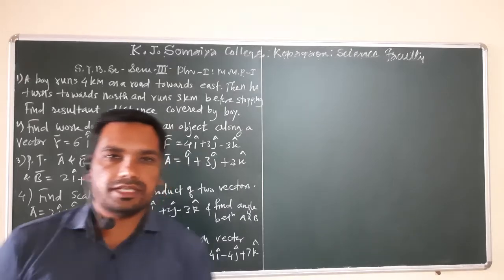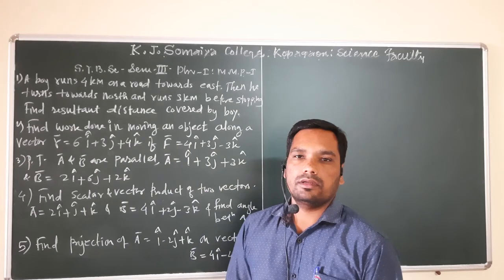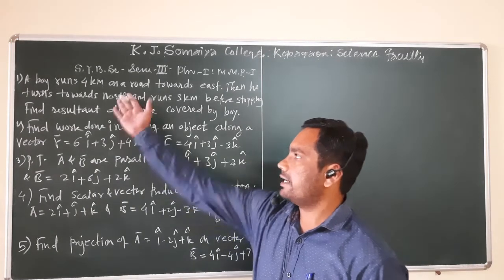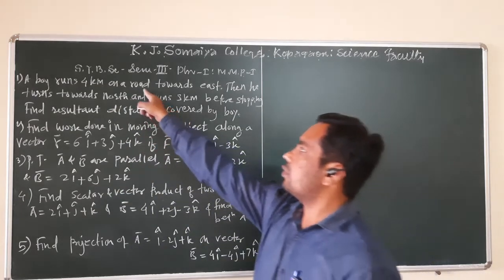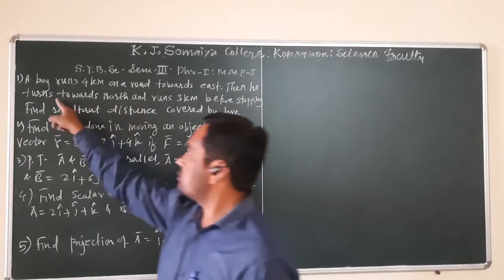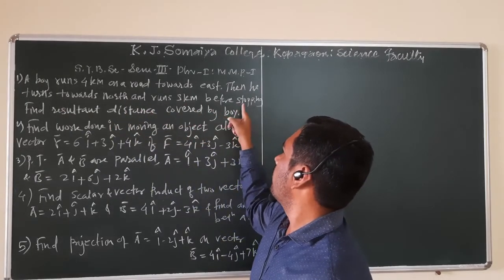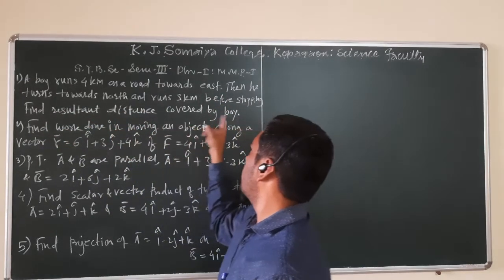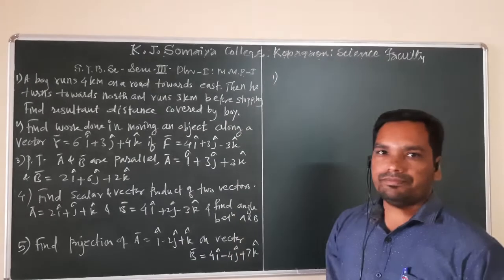So in this lecture we are going to solve problems on scalar or dot product and cross product. First problem is that a boy runs 4 kilometers on a road towards east, then he turns towards north and runs 3 kilometers before stopping. Find the resultant distance covered by the boy. Okay, so solution of this problem.